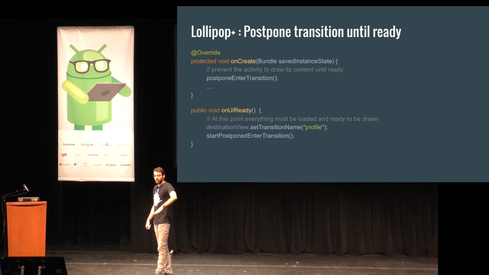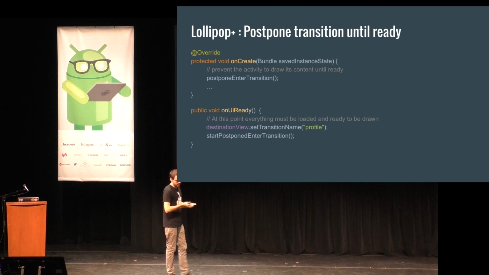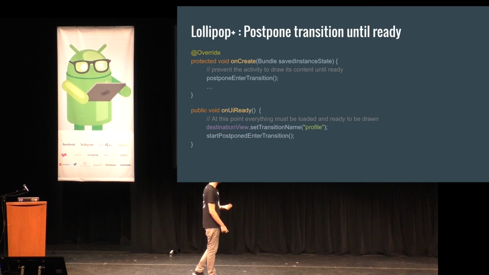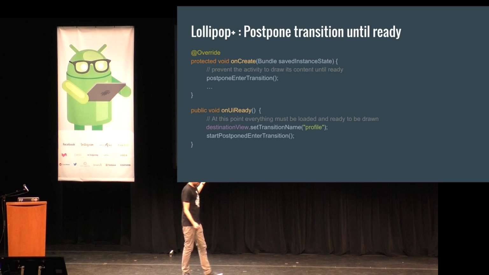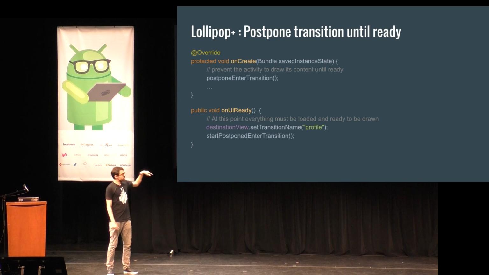Instead of letting the framework play the animation immediately, you have to actually tell it to postpone that animation until you're ready, until all your UI is ready to have that enter animation. So thankfully, we have an API for that. They thought of it: postpone enter transition, to tell the framework to stop.